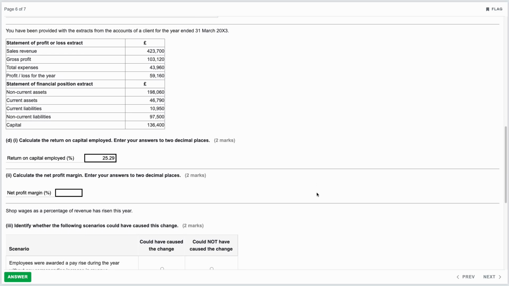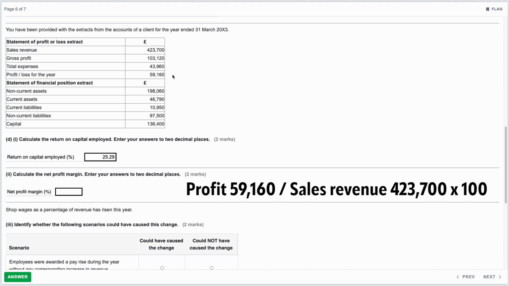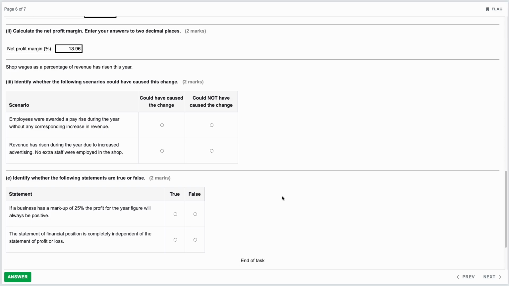And then part 2, calculate the net profit margin, again entering your answers to 2 decimal places. So the net profit margin, nice and straightforward, would be your profit figure over the sales revenue figure. So profit divided by sales revenue times by 100. So it would be 59,160 divided by 423,700 times by 100. And that would give you a net profit margin percentage of 13.96%. So let's enter that in, 13.96.